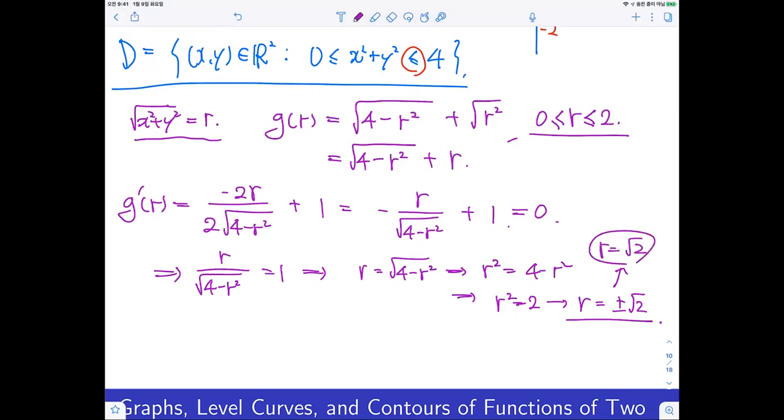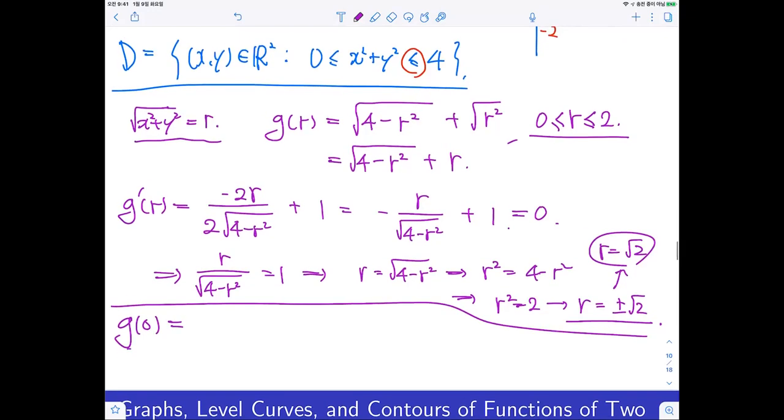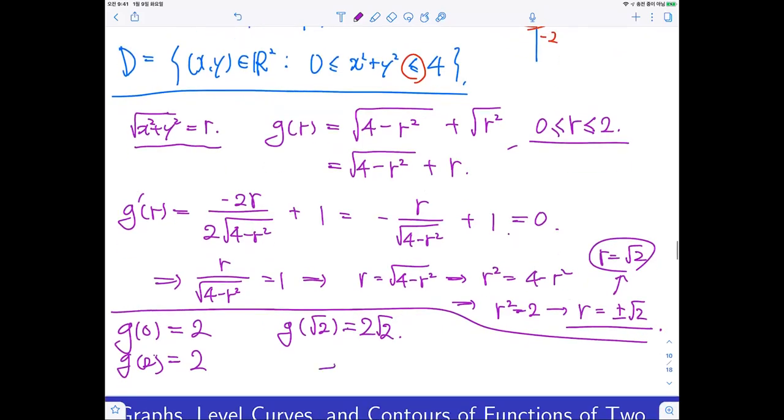Because we want to find the range of g, we should find the maximum and minimum. We should check the boundary values g of 0 and g of 2, and g of the square root of 2. If you put 0, then we get 2. If you put 2, then you also get 2. But if you put the square root of 2, then we get 2 square root of 2. So the minimum of g is 2 and the maximum of g is 2 square root of 2. So the range is 2 to 2 square root of 2. Any question?